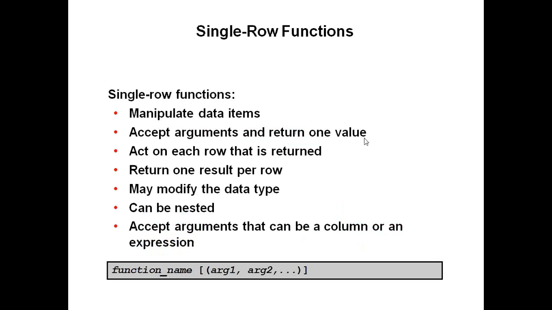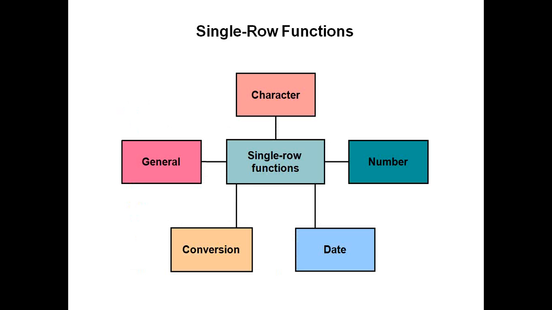These are some points regarding single row functions. We can manipulate the data items, and they accept arguments and return only one value. However many inputs you give, the function gets applied on all the rows. You can also modify the data type of the column if you are using a single row function. And you can have nested functions, something like a function inside a function. All these are possible.